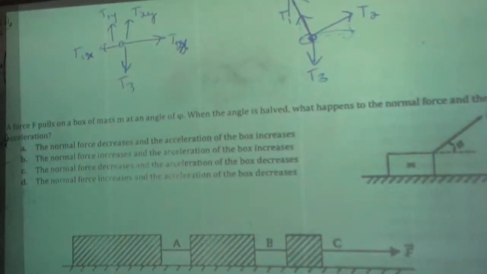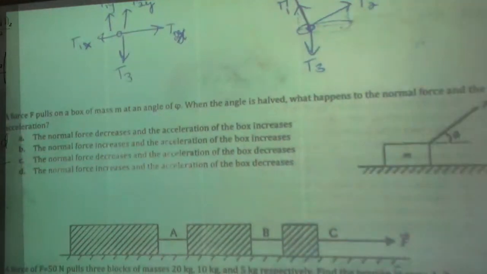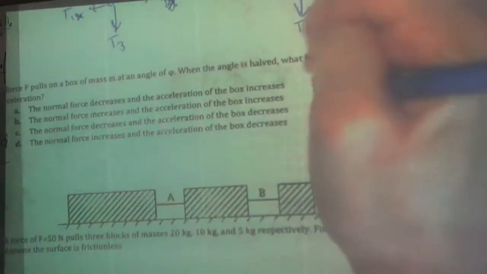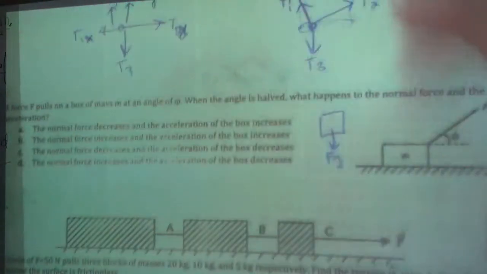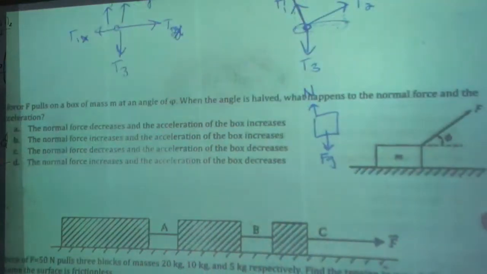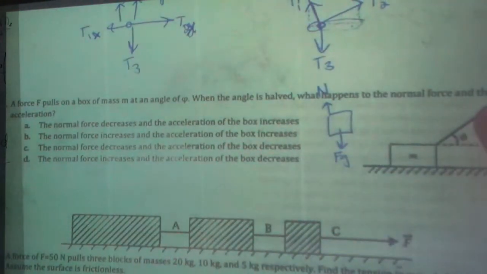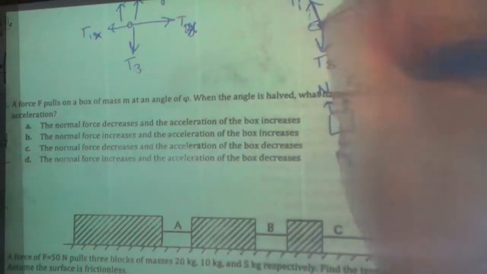Number 13, a force F pulls on a box of mass M at an angle of phi. When the angle is halved, what happens to the normal force and the acceleration? Kind of similar to what we're doing on the incline plane, I'm going to draw a free body diagram because it helps. Here we've got the force of gravity and a normal force. My normal force does not necessarily equal my force of gravity here because I also have this pulling force up. So I'm going to break this pulling force up into Fy and Fx.